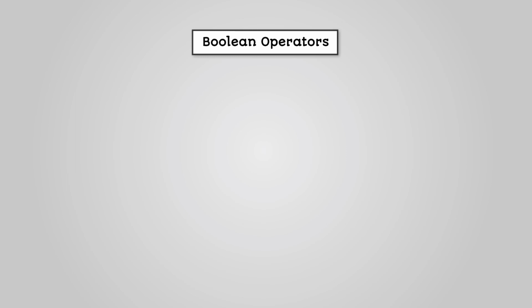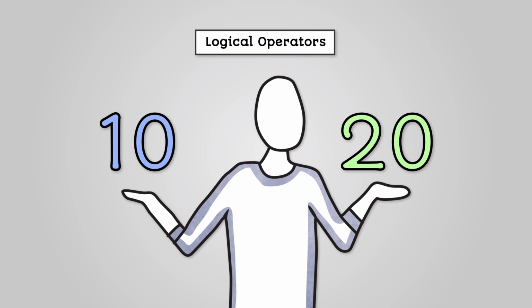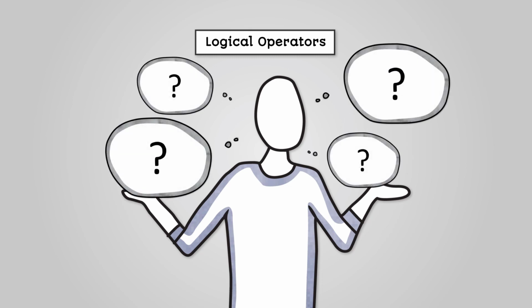Boolean operators are sometimes known as logical operators. In the previous section, we saw how relational operators allow us to ask simple yes/no questions, like is 10 greater than 20? Sometimes though, we'll want to ask a question that combines 2 or more conditions.